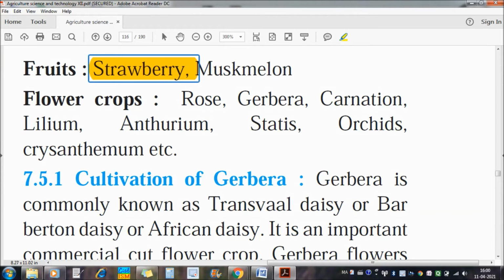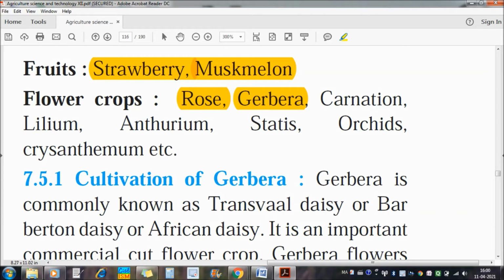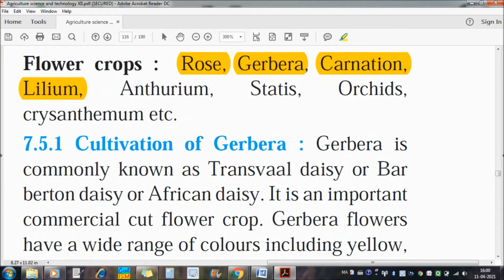Actually, this muskmelon is not exactly a fruit. Muskmelon is a fruit vegetable. Watermelon, muskmelon, brinjal, these are the fruit vegetables. We can grow flower crops like rose, gerbera, carnation, lilium, etc. So this can be grown.